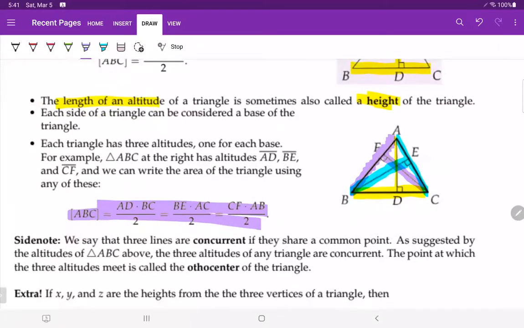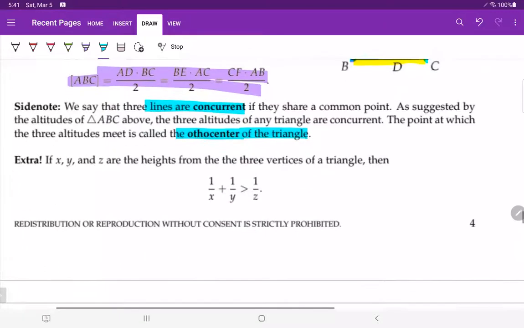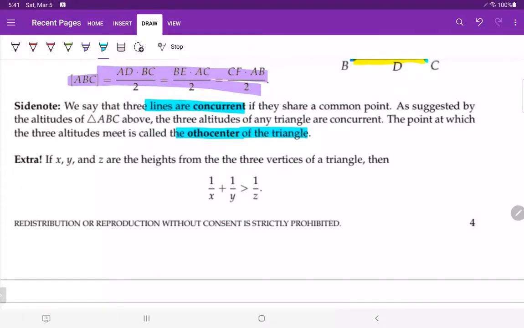These three lines. So each triangle has three heights, one for each base, as we said. The three lines share a common point, which is the concurrency point. When they meet, we call it the orthocenter of the triangle, which is the common point in the middle. If these are the heights, then this is true.